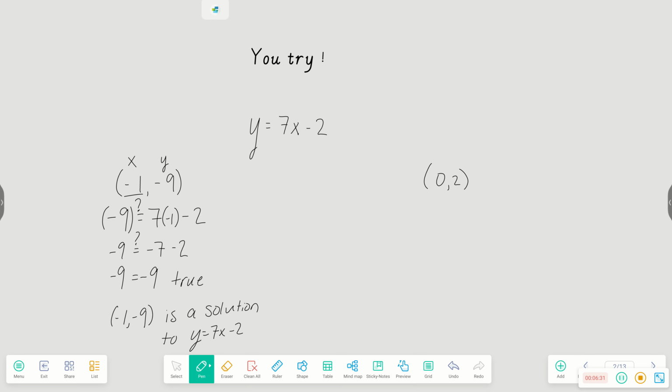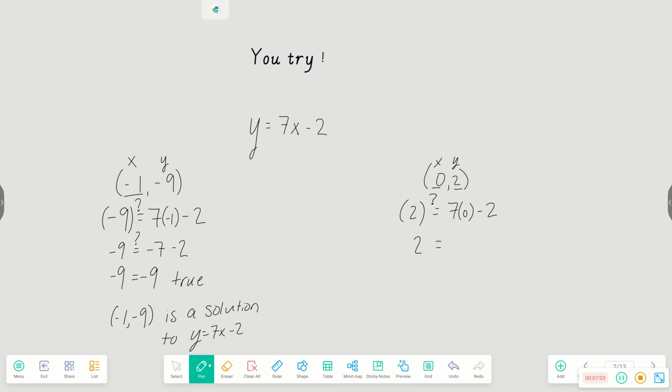So let's test the other one. We have x is 0, y is 2. I really want you to pay attention how I'm organizing my work because this is how I should see it on a test when I'm checking your work. So we're going to write y equals 7x minus 2. And instead of y, I have 2. And instead of x, I have 0. And we want to see if these are equal.